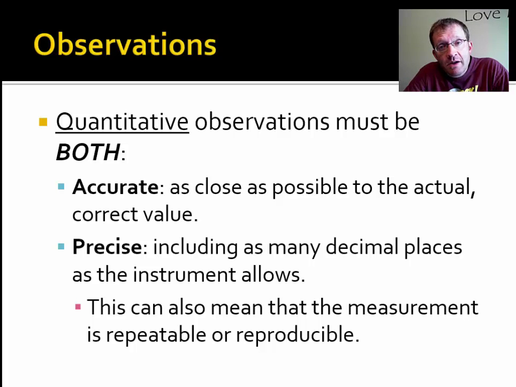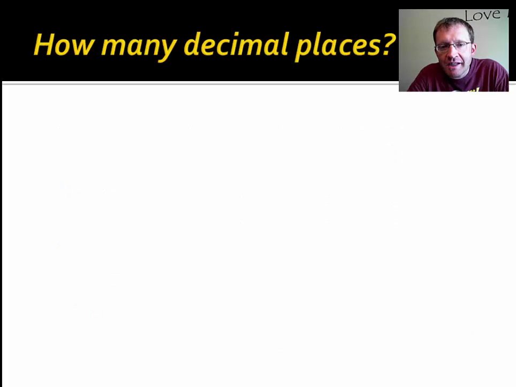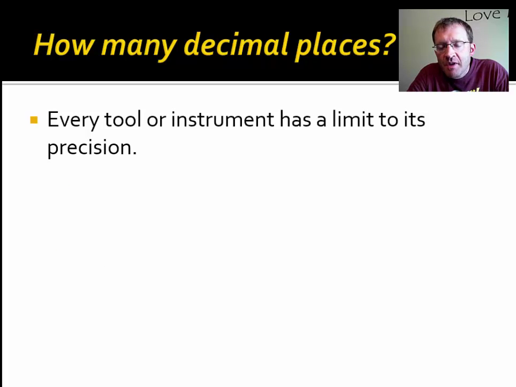You should make as good of a measurement as possible, but not make up quality or precision that really isn't there, because that's just false, and it's more or less lying to the people who are reading your results. But you want to have, in a quantitative observation, as many decimal places as you can. It's important to know that every tool or instrument has a limit to its precision, whether it's a beaker, a graduated cylinder, a ruler, or a meter stick. It could be a thermometer. Everything has limitations to its quality, to its precision.